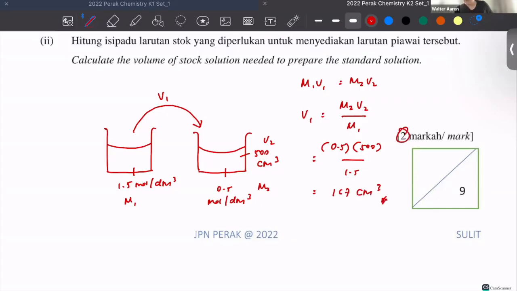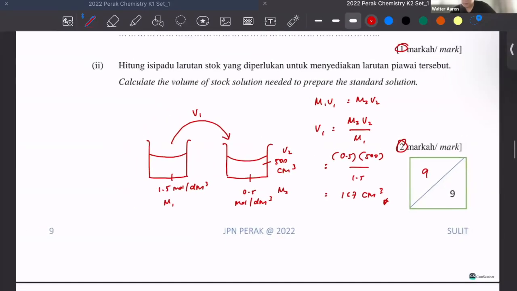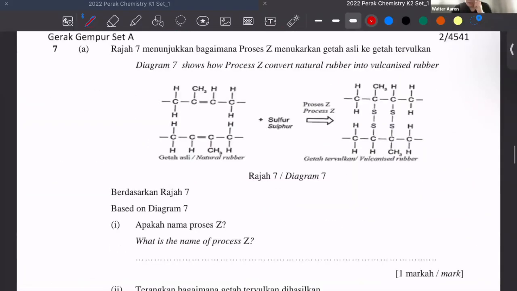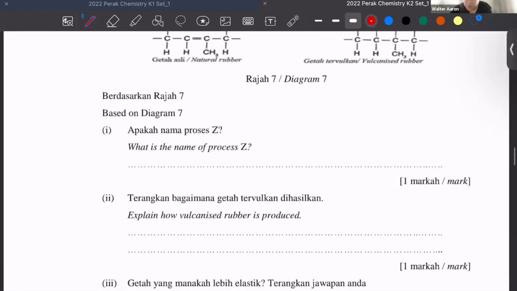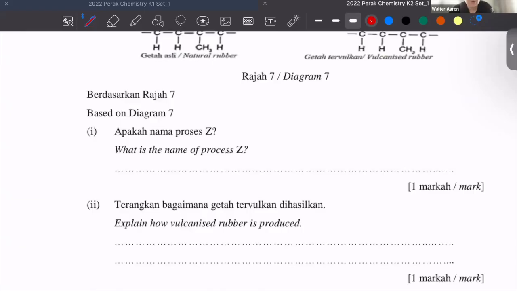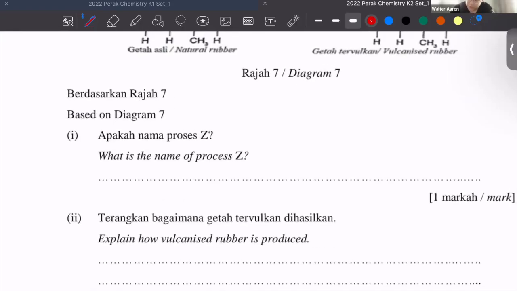You get 2 marks. If you get everything correctly, you should be able to score a total of 9 marks for this particular question. Nice. Next, number 7. Diagram 7 shows how process Z converts natural rubber into vulcanized rubber. Based on the diagram, name process Z. When you want to create vulcanized rubber, you must undergo vulcanization. It's a very easy process, so just put here vulcanization.